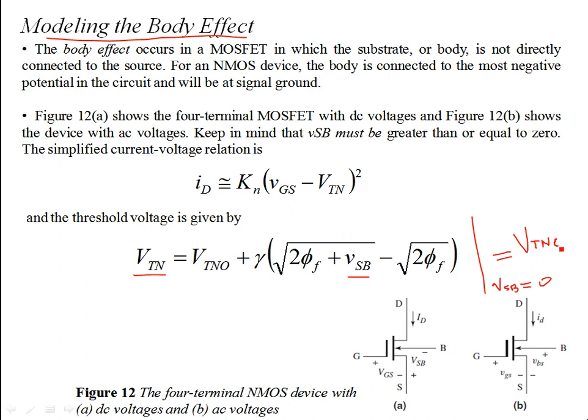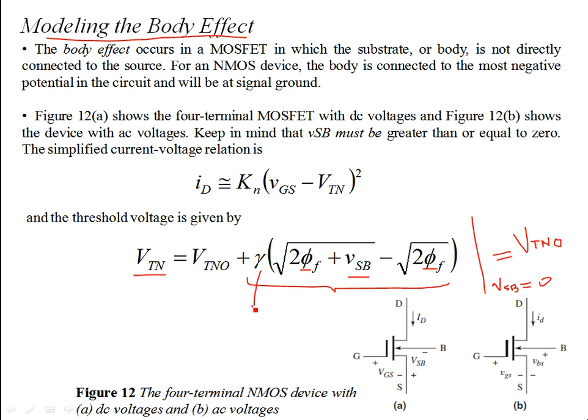But this factor is non-zero due to the reverse biasing of source and bulk regions. Now phi f is the semiconductor doping concentration parameter. Typically it's about 0.35 volts.